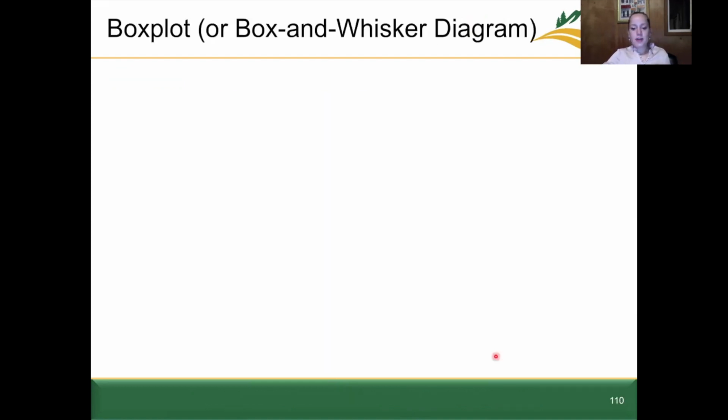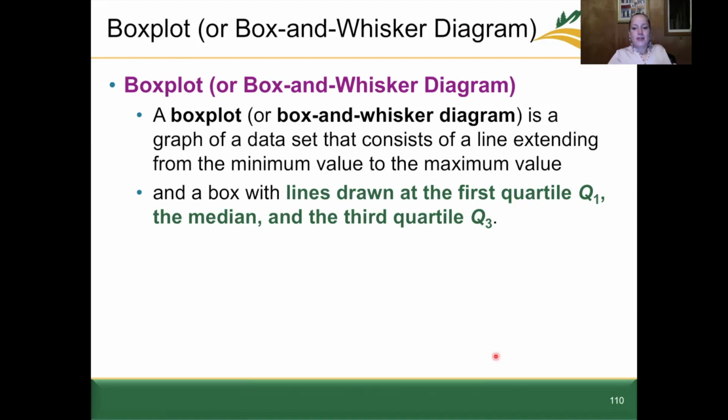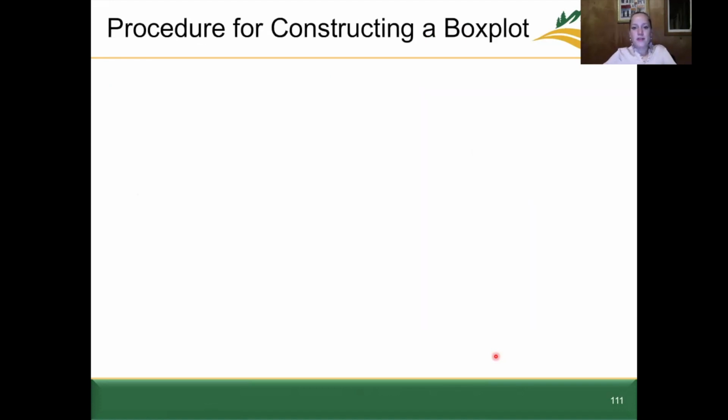Now, similarly, we're going to take our values that we learned how to calculate for quartiles and percentiles and apply them to a box plot. You may also hear them called a box and whisker diagram, but I'll probably just call them box plots. That's what I'm used to. A box plot is a graph of a data set that consists of a line extending from the minimum value to the maximum value, and there's a box with lines drawn at the first quartile, Q1, the median, or Q2, and then the third quartile, or Q3. Now let's go through the procedure for constructing a box plot.